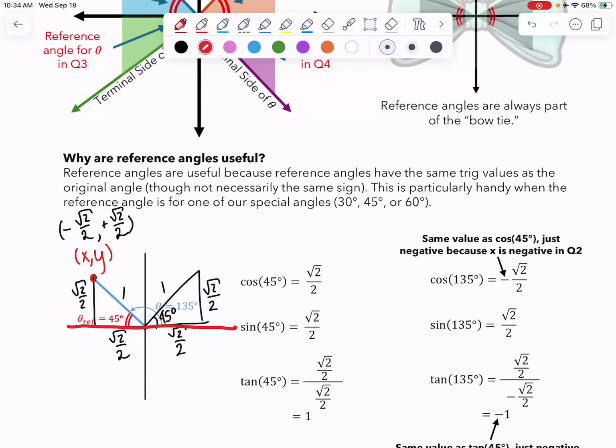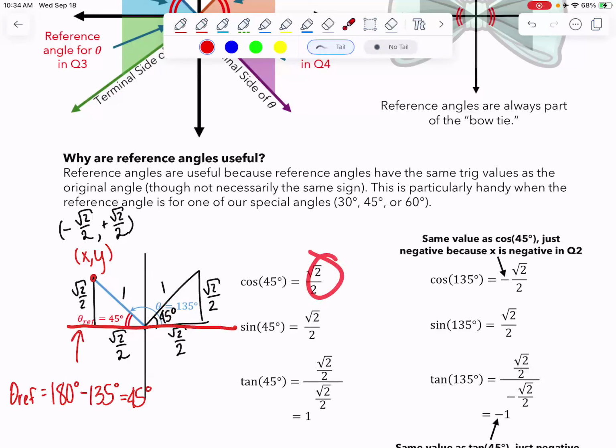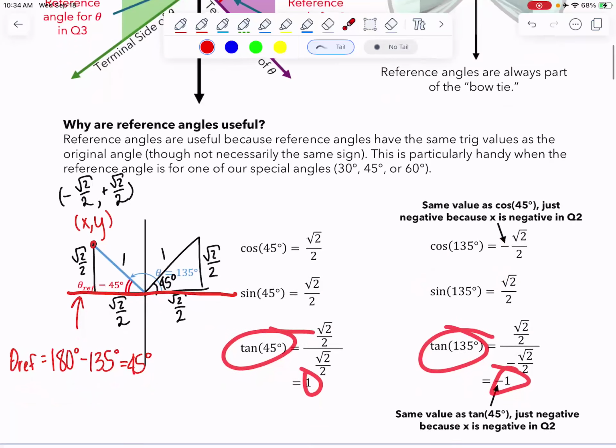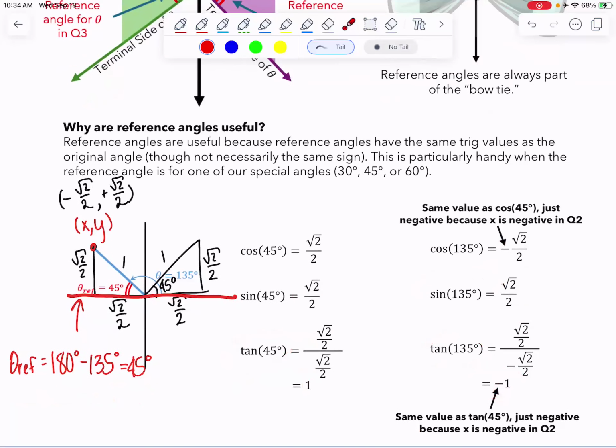So if you did on a calculator 180 degrees minus 135 degrees, that's where that 45-degree reference angle is coming from. And notice these values are the same value. It's the same number, just different signs. Cosine of 45 is square root 2 over 2. We already know that. Cosine of 135 is negative square root 2 over 2. The number part is the same. Tangent of 45 degrees is 1. Tangent of 135 degrees is negative 1. So same value, just different signs, depending on the quadrant that it's in.